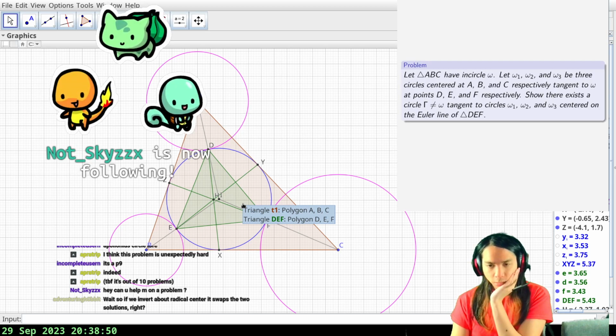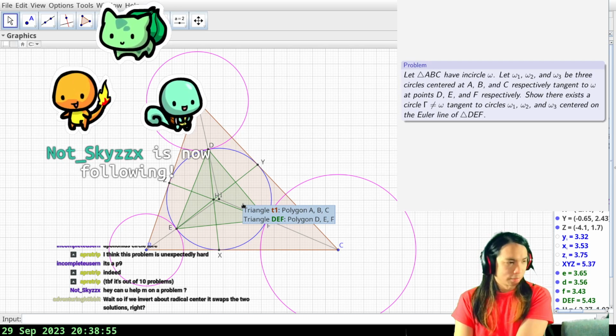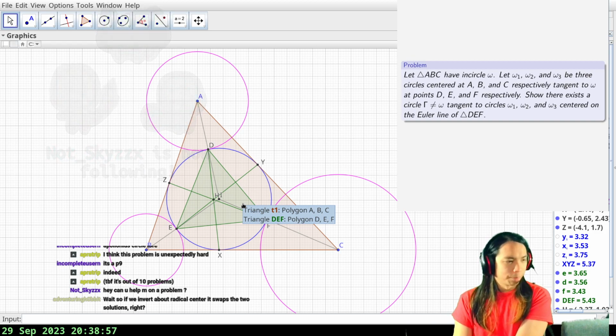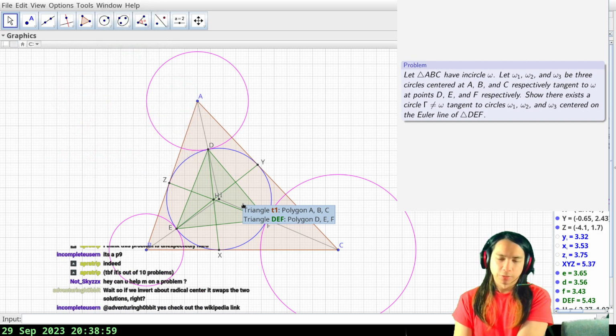Yeah, thank you. If we invert about the radical center, it swaps the two. Yeah, that should be true. Do we know what the radical center of this guy is, though?